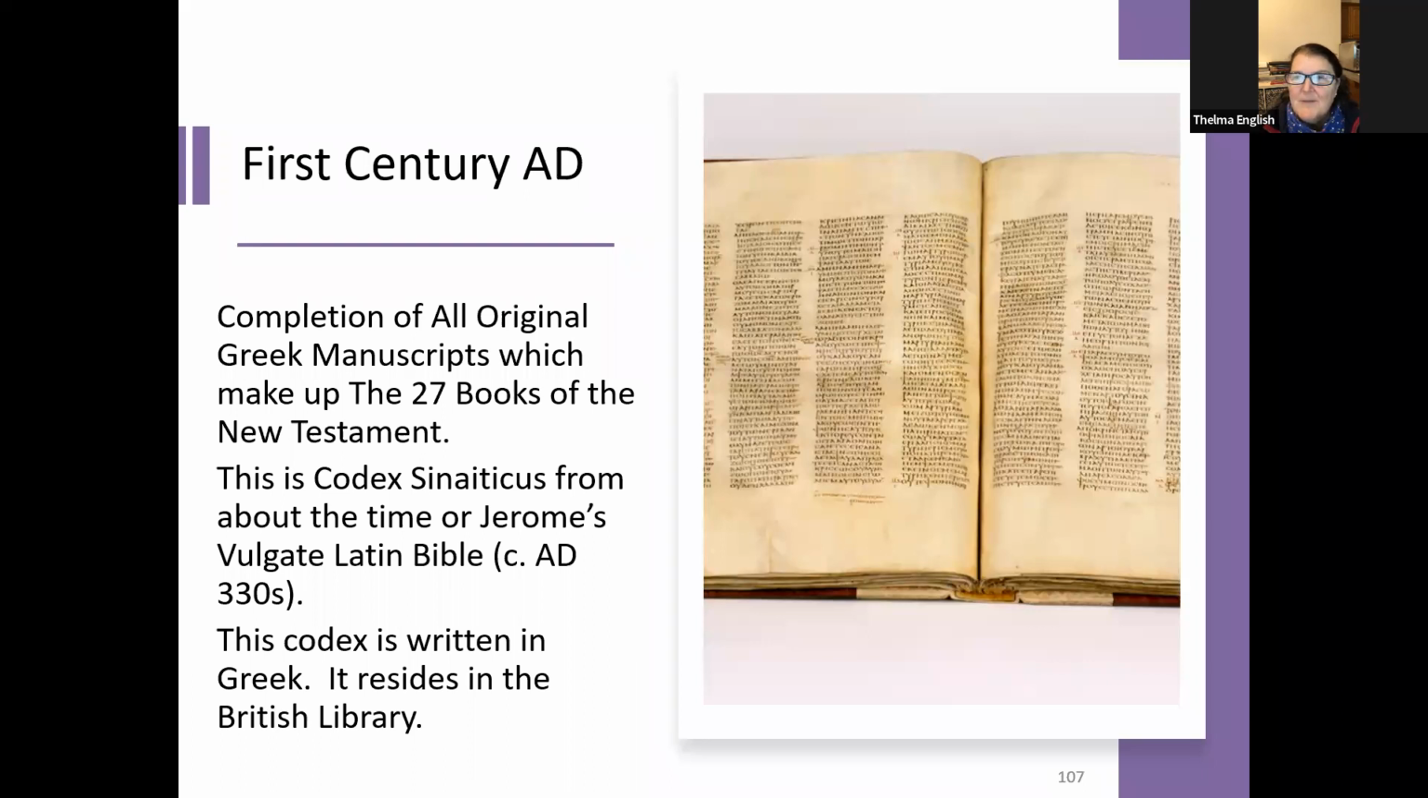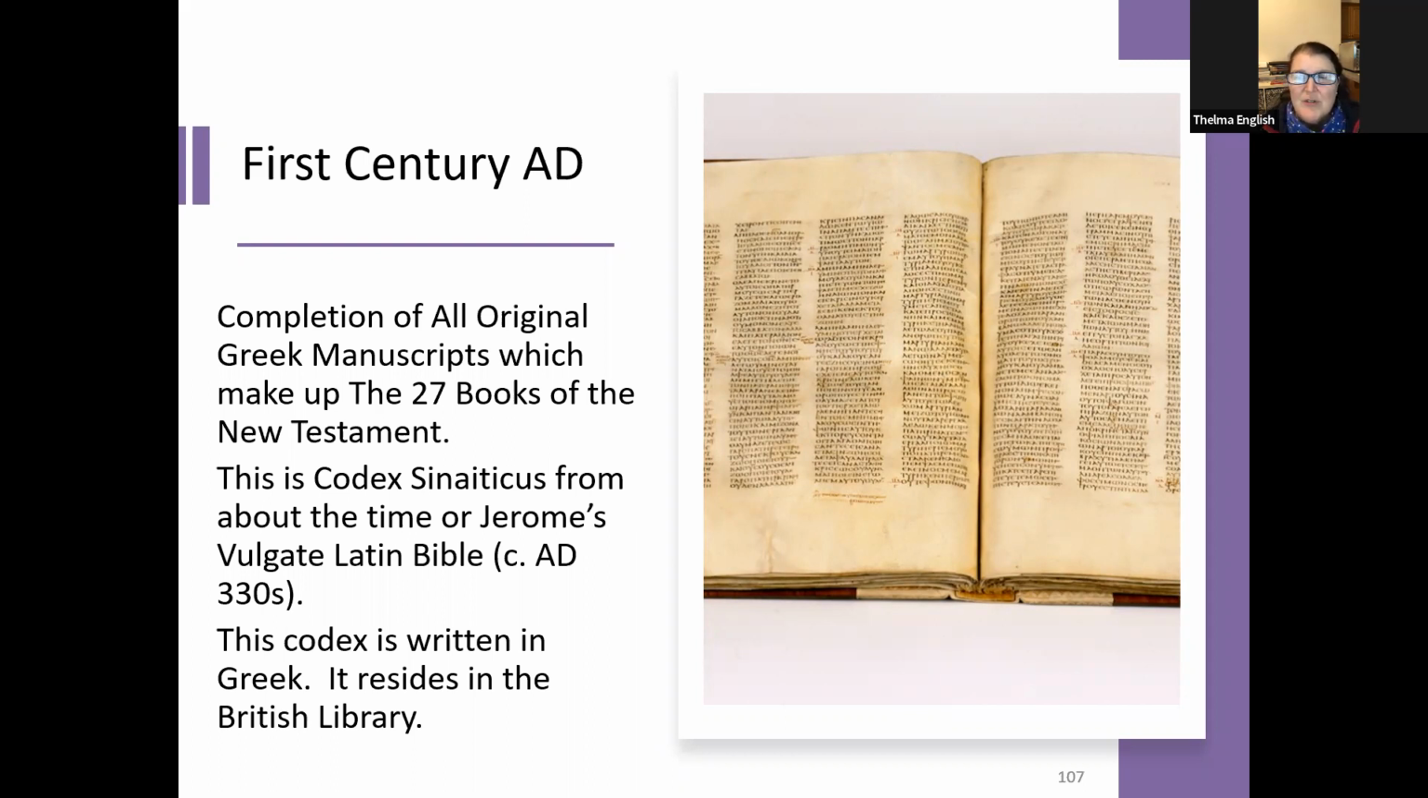In the 1st century AD, completion of all original Greek manuscripts that make up the 27 books of the New Testament were done by the end of the 1st century AD. Sometimes this is called the time of the disciples, the apostles, the apostolic age, because we think that the Apostle John died about AD 99 or AD 100. He lived the longest. He's the only disciple who was not martyred. And we call this the apostolic age.